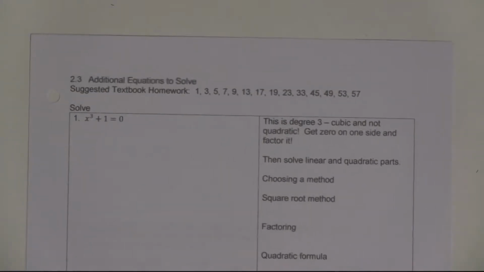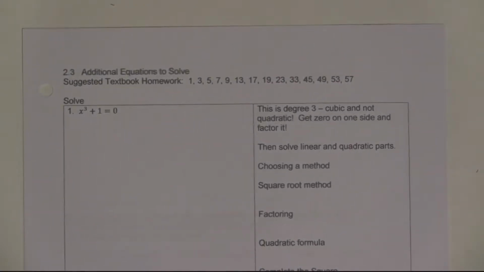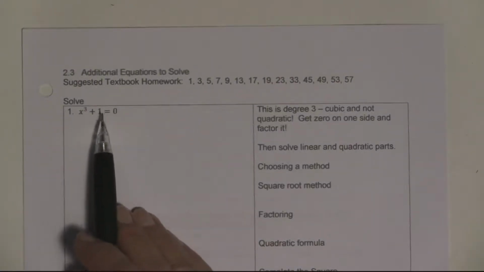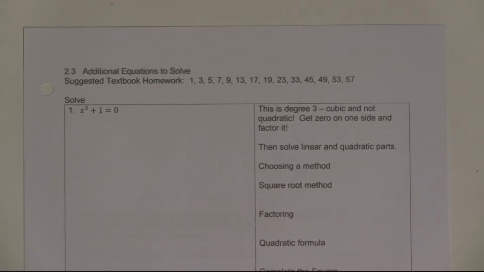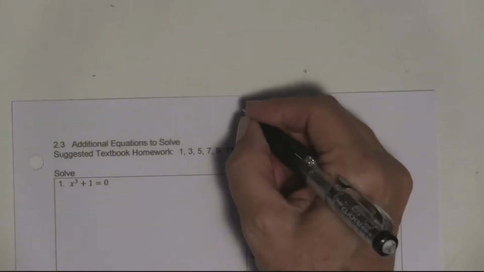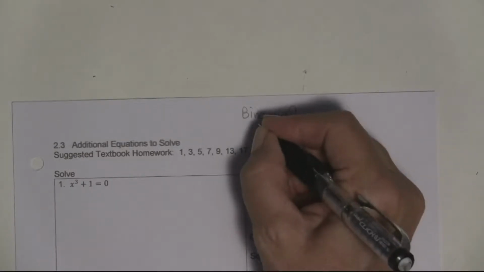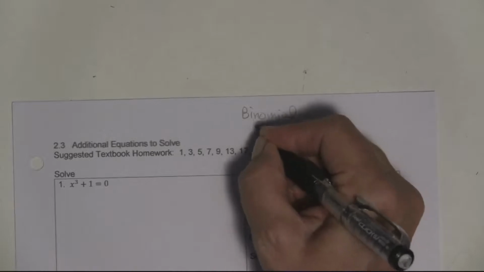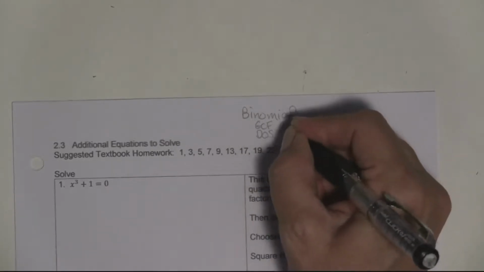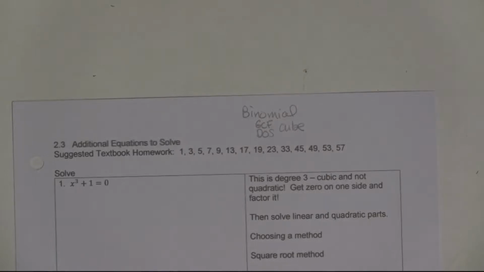So on 2.3, we have this problem to solve. It's x to the third plus 1 equals 0. I notice it's degree 3. And if it's degree 3 or degree 2, what you need to do is you need to factor it. So I'm saying to myself, I got my thoughts up here. If something's a binomial and I need to factor it, well, it could be a greatest common factor, it could be a difference of squares, or it could be a cube. One of those three. If it's not one of those three, then it doesn't factor.